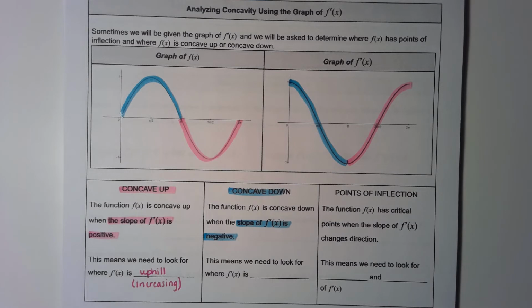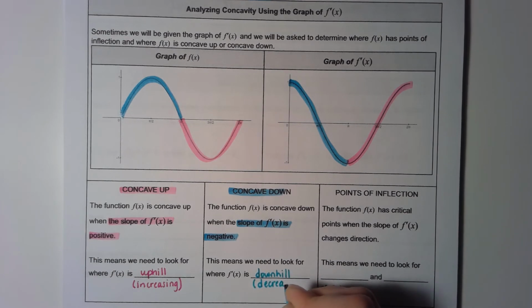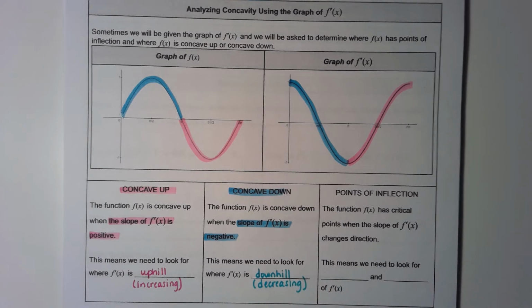This means we need to look for where f prime is downhill, or in other words, is decreasing. So this time, instead of looking for where the original is decreasing, we're looking for where the graph of the derivative is decreasing. Last but not least, points of inflection.